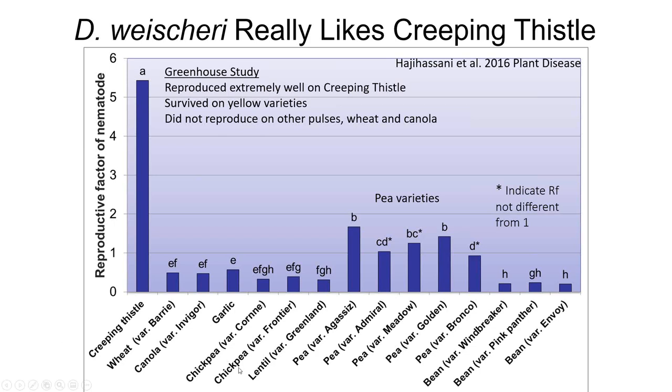And we used creeping thistle as well, and chickpea, a couple chickpea varieties, lentil, some field pea varieties, and dry bean varieties. Okay, so the bigger the bar, and particularly when the bar is above this one line here, that means the nematode reproduced and its numbers increased. In this case, almost about 5.5 times from the beginning, at the start of the experiment.